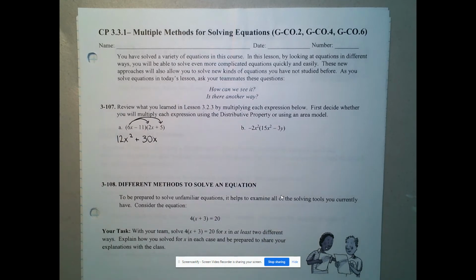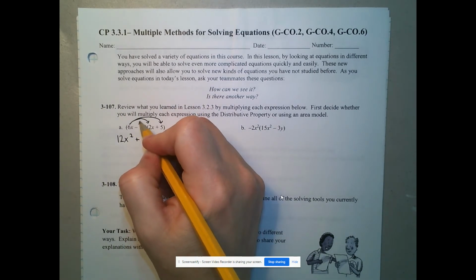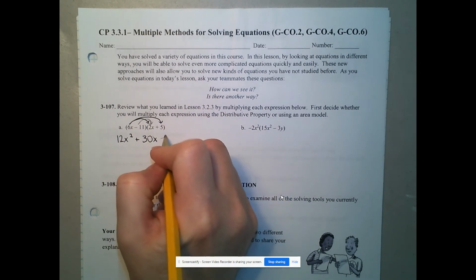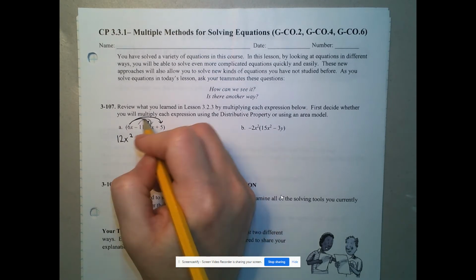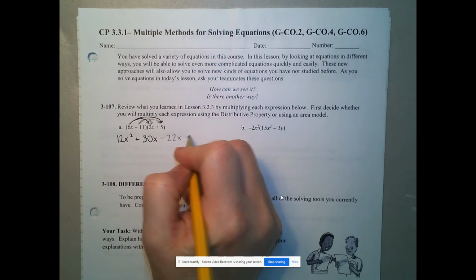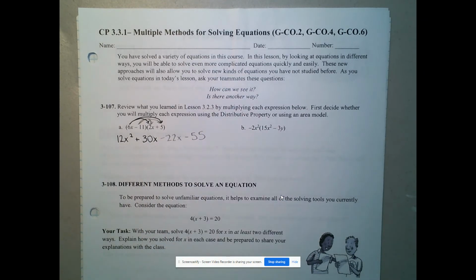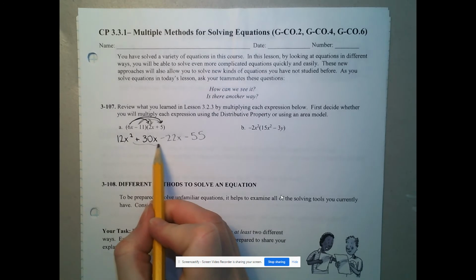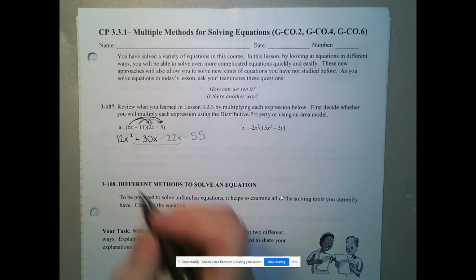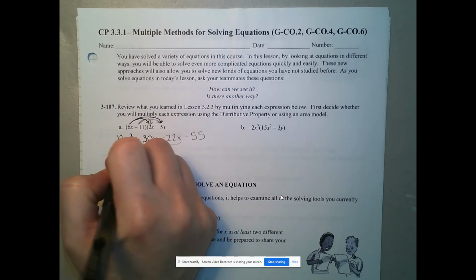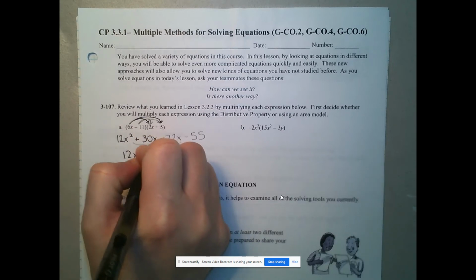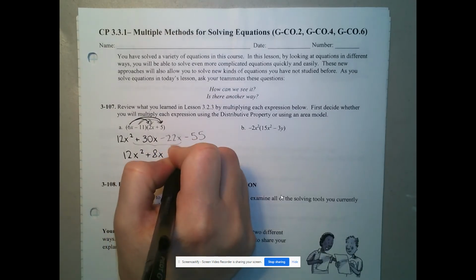Then you've got to do the second number in the parentheses, the minus 11 times 2x, which would be minus 22x, and the minus 11 times 5, which would be minus 55. After that, you just want to look and see if there is any simplifying, and we can simplify the plus 30x with the minus 22x, both with the x variable: 12x squared plus 8x minus 55.